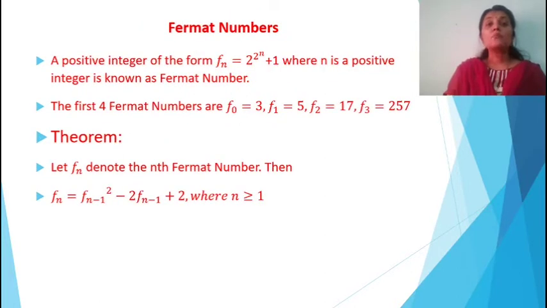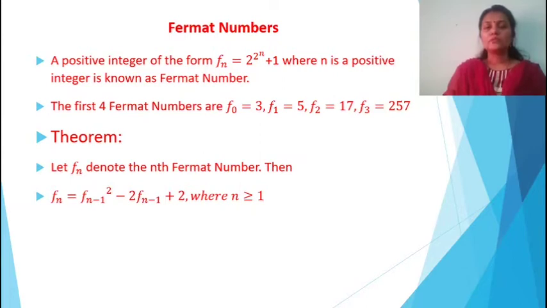The next number is the Fermat number. A number of the form Fn is equal to 2 raised to 2 raised to n, plus 1, where n is a non-negative integer, is known as a Fermat number. So the first Fermat number is when n equals 0: 2 raised to 2 raised to 0, plus 1. 2 raised to 0 is 1, 2 raised to 1 is 2, 2 plus 1 is 3. Next, when n equals 1: 2 raised to 2 raised to 1, plus 1. 2 raised to 1 is 2, so 2 squared plus 1, 2 squared is 4, 4 plus 1 is 5.